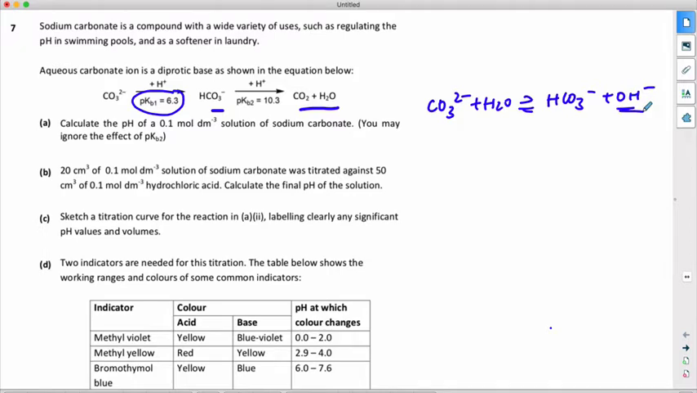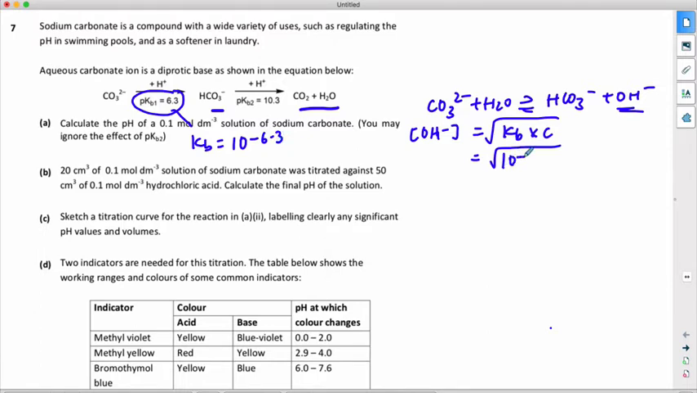Because it's a weak base, the formula is OH minus equals the square root of Kb times C. So work it out, all right? Kb is actually given to you already. Since you have pKb, you can convert to Kb, which is 10 to the power minus 6.3, right? So plug it in, 10 to the power minus 6.3, and C is the concentration of the carbonate, which was given to be 0.1, all right? So work it out. You should get, let me see, the value is 2.23 times 10 to the power minus 4 moles per dm cube.